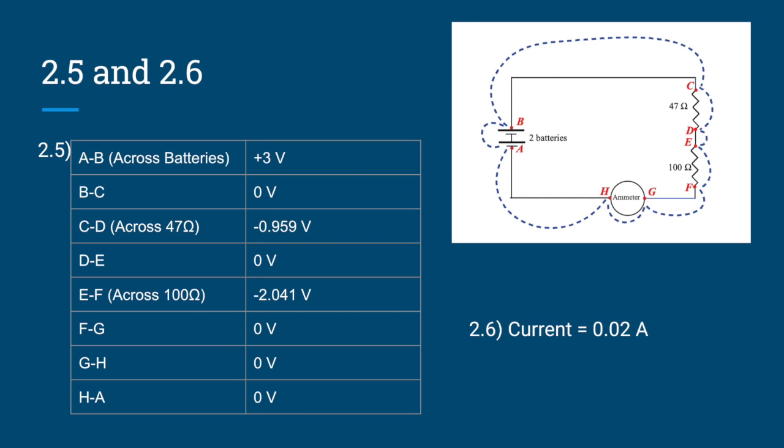In this question, we were asked to determine the voltage drops around the whole circuit, and in the table you'll see my results. From C to D and from E to F, which is across both resistors, I found a drop of 0.959 volts and a drop of 2.041 volts. You start at +3 and then you end at 0 because between the two resistors you drop 3 volts. And the current in this scenario was still 0.02 amps.